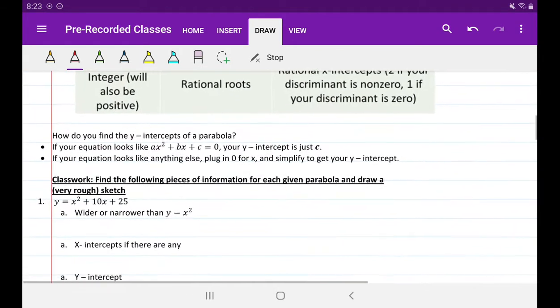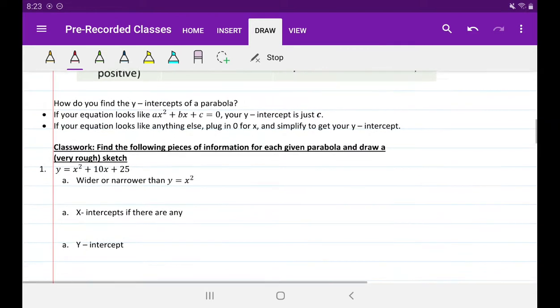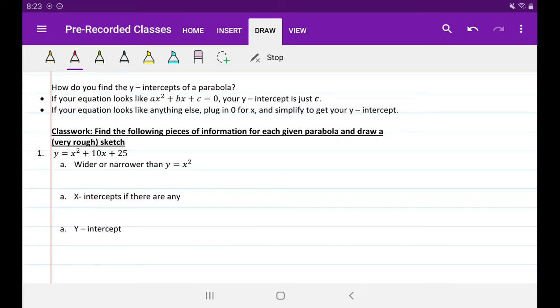And then the last thing that I want to go over is how you find the y-intercepts of the parabola. And this is really easy. Well, it's really easy if your quadratic equation is in standard form. If it's in standard form, your y-intercept is just your c term. If it's not in standard form, plug 0 in for x and simplify. Okay, so that's probably one of the easiest things to do.